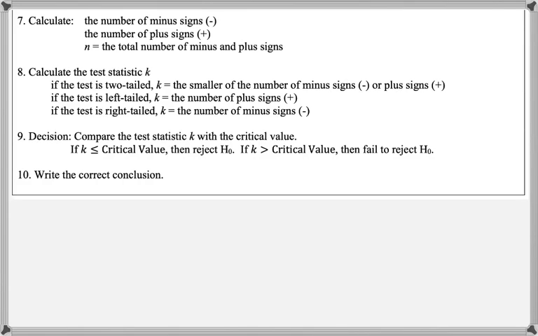Then we compare k with the critical value. So if k is less than or equal to the critical value, we reject the null hypothesis. If k is greater than the critical value, we fail to reject the null hypothesis. And then we write the correct conclusion.